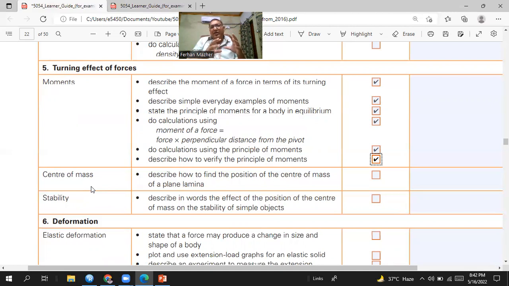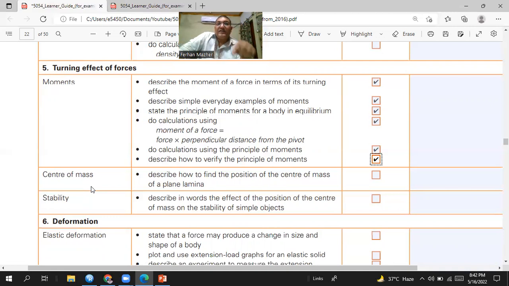Center of gravity is a point in the body or outside the body, from where if you support the body, the whole weight of the body will be supported. And so it appears that all the weight of the body is acting at that point. So that point is known as the center of gravity, center of mass.